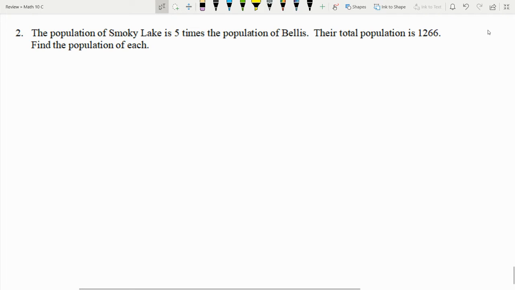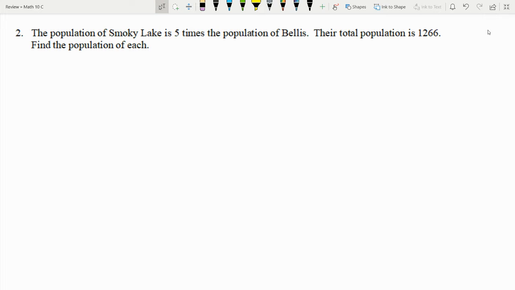Okay, so for the second question, what I want to do first is read the question once, find out what I want to find, and then set a variable for them. In this case, the population of Smoky Lake is 5 times the population of Bellis. So looking at Smoky Lake and Bellis, I would probably let S equal Smoky Lake and let B equal Bellis.